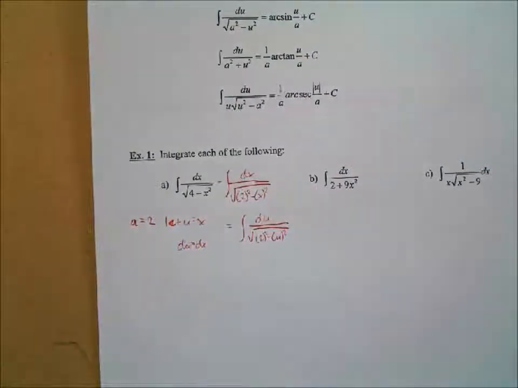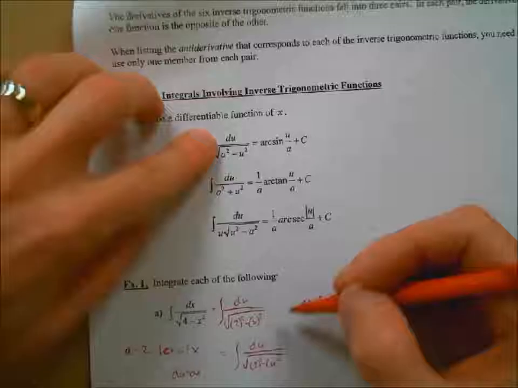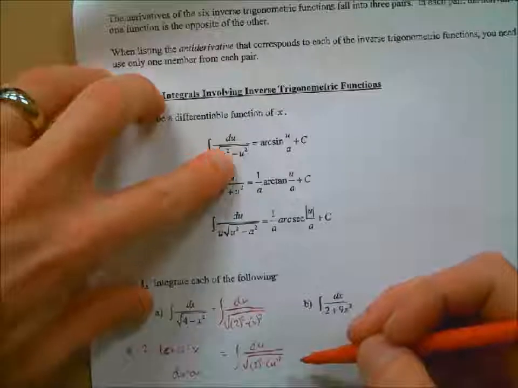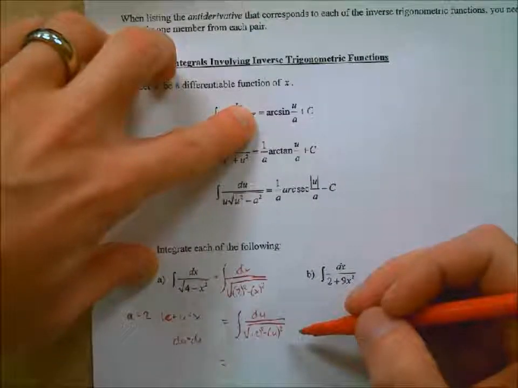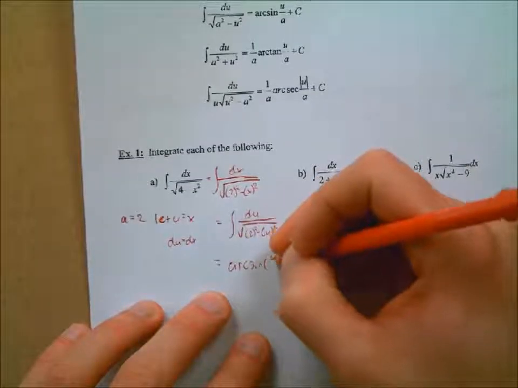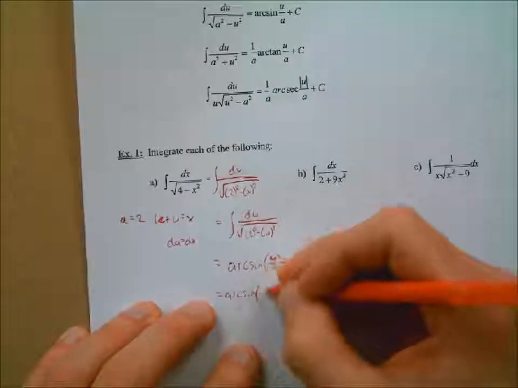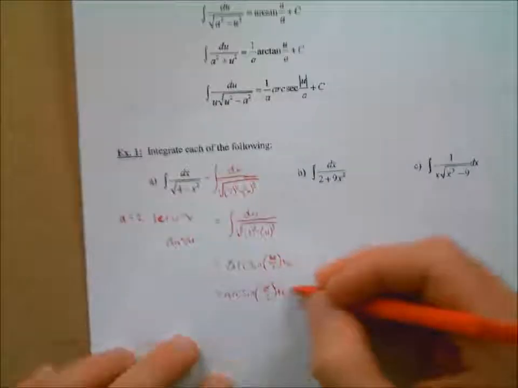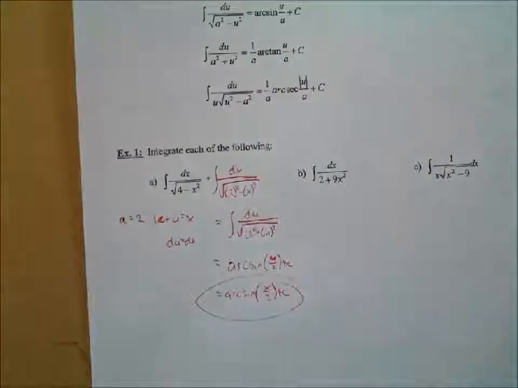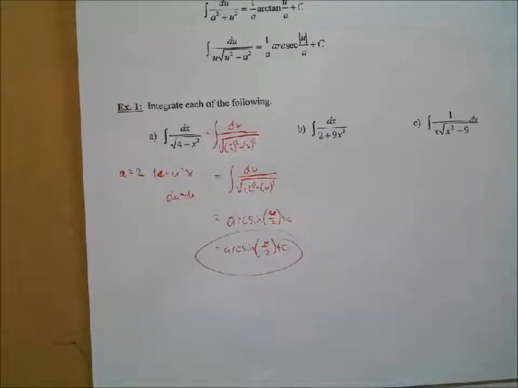And so we integrate this, and that matches exactly to our formula right here, right? A is 2, u is x, and so when we go to integrate, it's going to be arcsine of x over 2 plus c. Or u over 2. I guess I should start with the u over 2 because I had that first, and then I'll resubstitute in. Okay, and that's all there is to it. There is the integral.